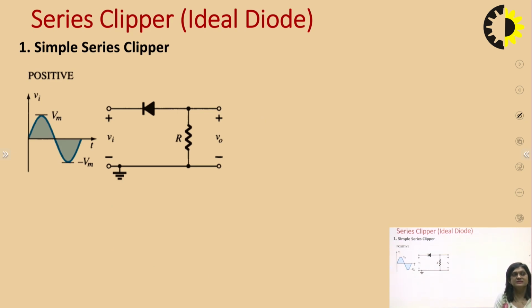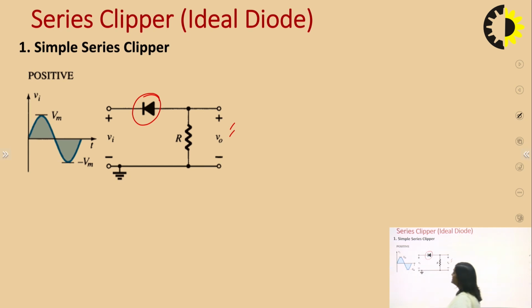This is the circuit for a simple series clipper. It just looks like a rectifier also. Here we can see a PN junction diode and an input signal applied here. This input signal is a sine wave, and we have to find the output across here.